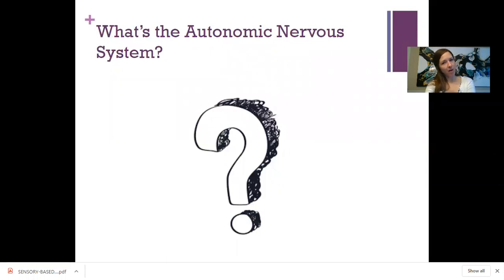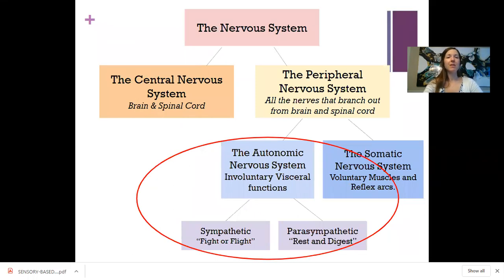So let's talk about the autonomic nervous system, because it's not something that everyone knows about, and also if you have learned about it, it's good to review. Basically, our nervous system can be split into two parts. We've got the brain and spinal cord, and then we have everything that branches off from the brain and spinal cord. When you break down the peripheral nervous system, you have your voluntary muscles, like your skeletal muscles, and your reflex arcs, so you tap your knee and it moves. That's the somatic nervous system. And then you have the autonomic nervous system. These are all the things we never really think about.